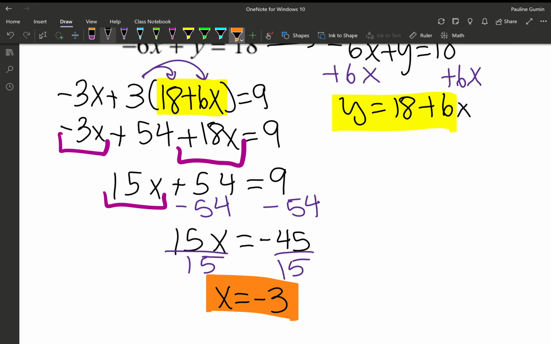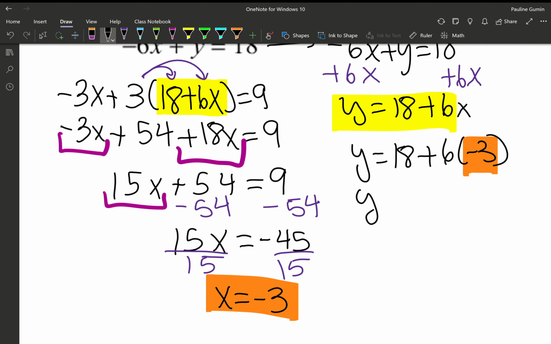Let's plug that x into the y equals equation. So y equals 18 plus 6 times negative 3 instead of x. 6 times negative 3 is negative 18. 18 plus negative 18 is 0. So our answer is negative 3, 0.